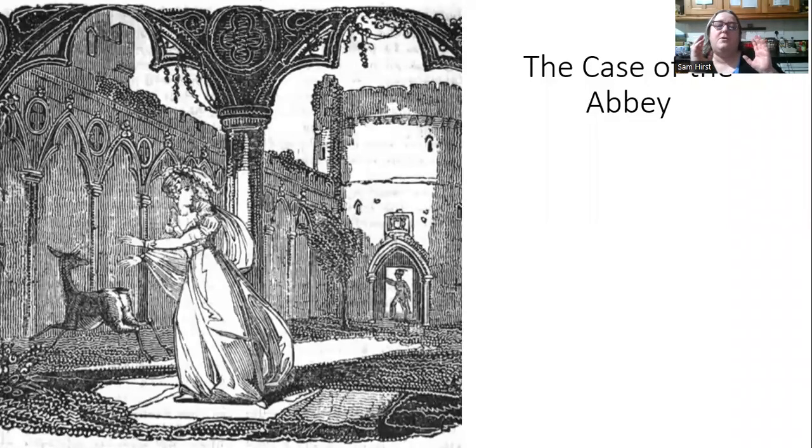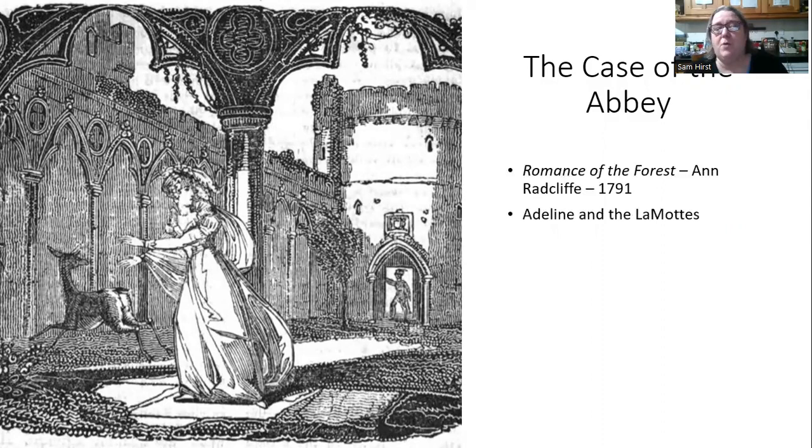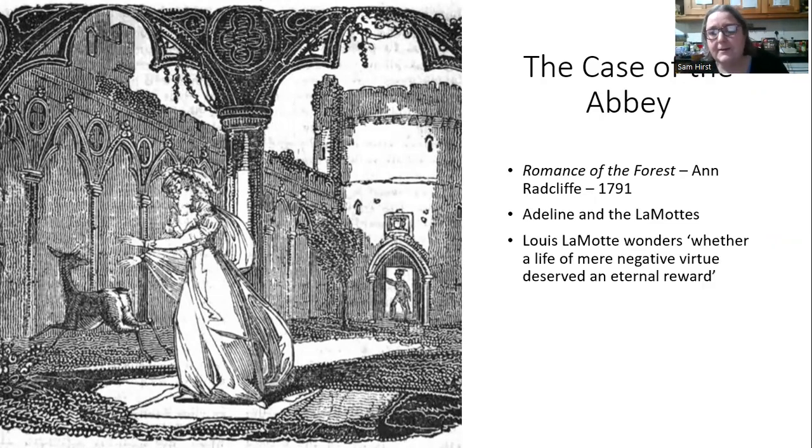This is from The Romance of the Forest by Ann Radcliffe. In this story, we have a young heroine, Adeline, and the Lamottes. At the beginning of the novel, she is given to the Lamottes by some ruffians on a stormy heath. And they take her in, and then they're also fleeing from Paris, and they all go and live in this ruined abbey, as you do.